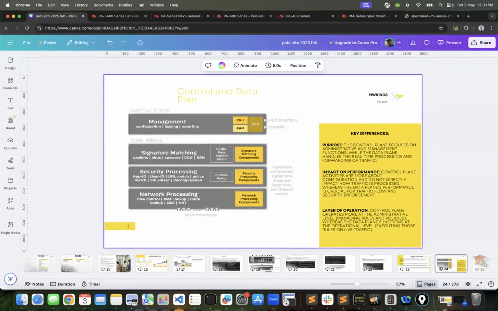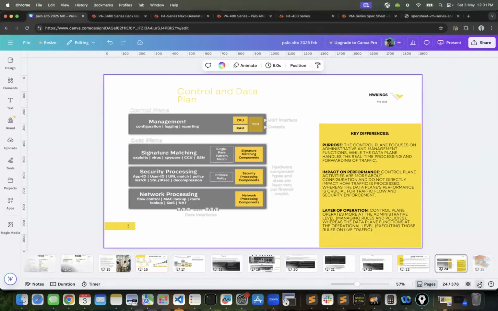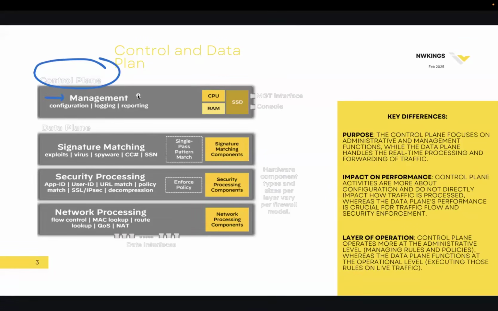When I'm talking about the control plane, understand the segregation. Under the control plane itself, there is a plane called the management plane, which takes care of all the management kind of things. What kind of management? Let's see here. Inside the control plane, I am talking about the management plane.